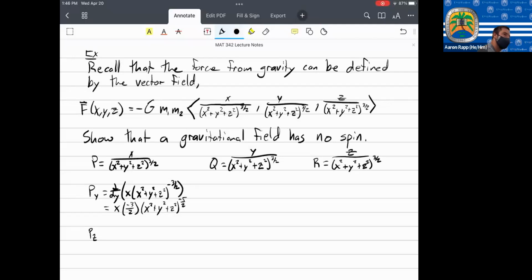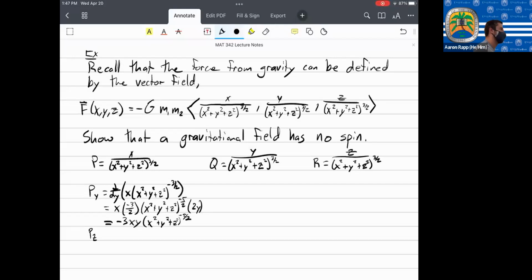Negative 5/2. Subtracting 1. And then I multiply by the derivative of the inside. Which, if I combine all these together, well, I have an x times a negative 3 divided by a 2 times all of this times a 2 times a y. Well, that's just going to become a negative 3xy times x squared plus y squared plus z squared to the negative 5/2.